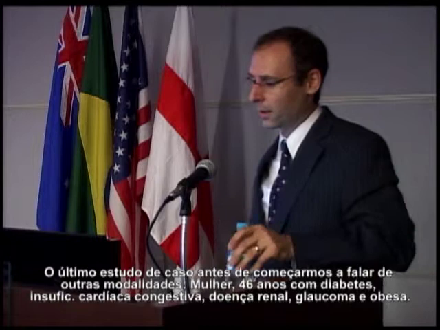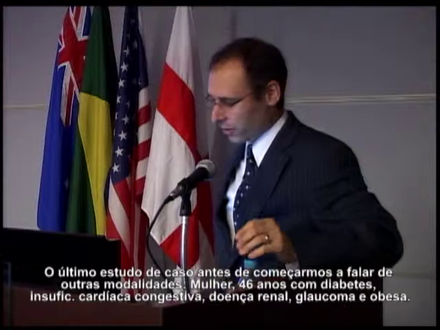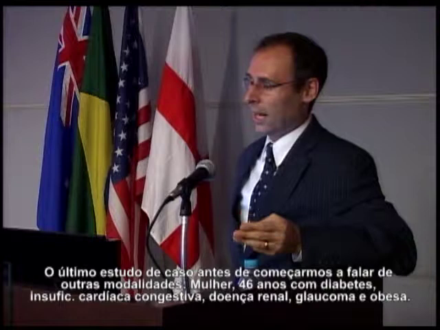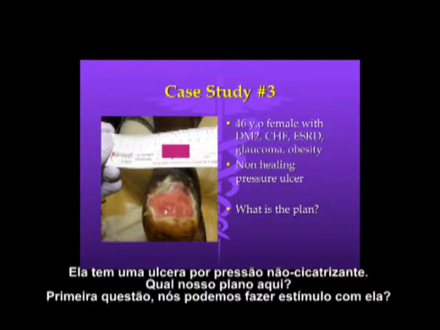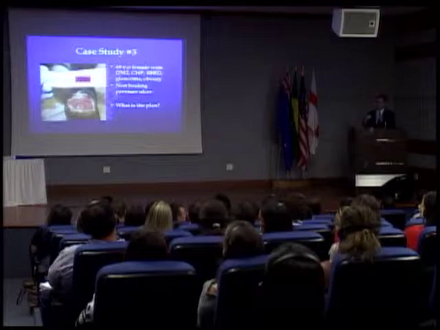A 46-year-old female, sorry about the abbreviations, I don't know if they're the same, with diabetes, congestive heart failure, and end-stage renal disease. She also has glaucoma and is obese. She has a non-healing pressure ulcer. So what's our plan here? First question, can we do e-stim with her, I guess? I would say she would be a good candidate for e-stim.